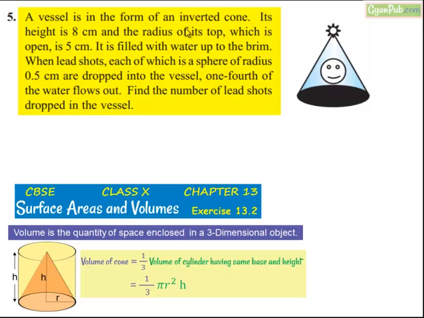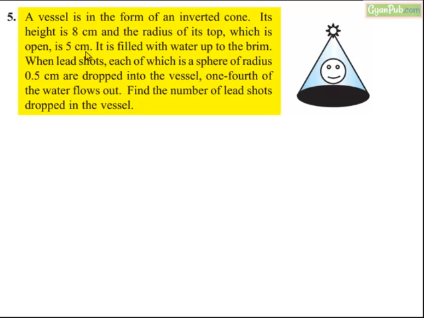A vessel is in the form of an inverted cone. Its height is 8 centimeters and the radius of the top, which is open, is 5 centimeters. It is filled with water up to the brim. When the lead shots, each of which is a sphere of radius 0.5 centimeters, are dropped into the vessel, 1/4 of the water flows out. Find the number of lead shots dropped in the vessel.